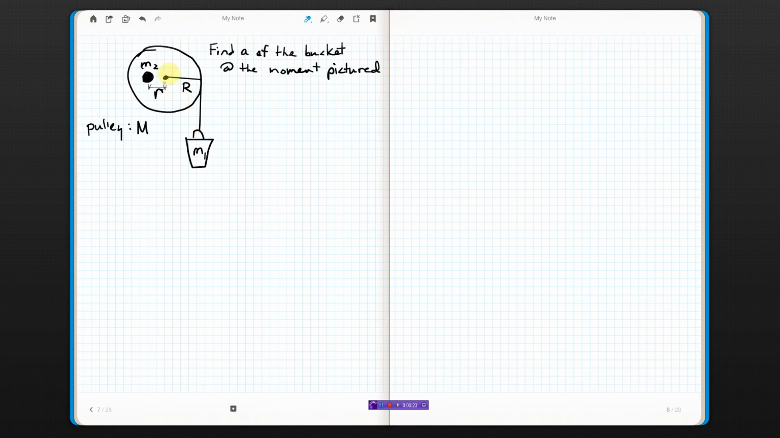The difference here is that it's got this crank handle on it at a distance of little r from the center of the pulley. You may have seen one of these. I can't draw it very well, but basically there's a piece sticking out toward us right here, and it has some mass, okay? And I want to know the acceleration of the bucket at this moment.